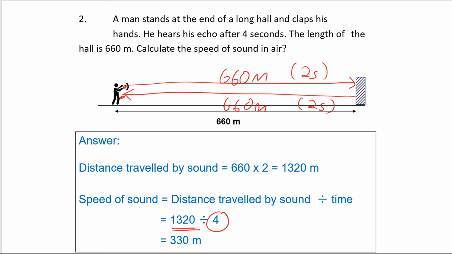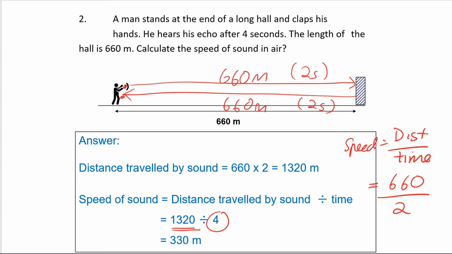So that's the answer. Some of you may actually do it another way. You will say that speed is distance divided by time. If a diagram is drawn, it's quite clear, you may choose to take one of the journey. So you may choose to take 660 and then you divide by 2 seconds, because you know that to hear the echo is 4 seconds, that means one way is 2 seconds. You will get the same answer as well.